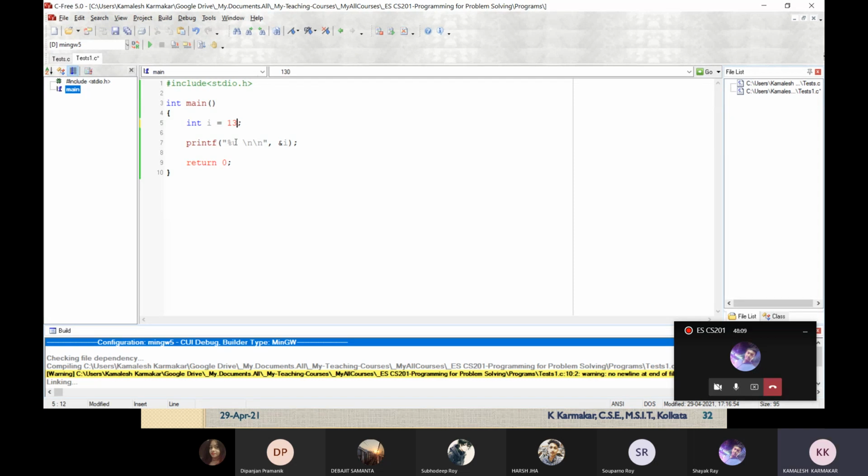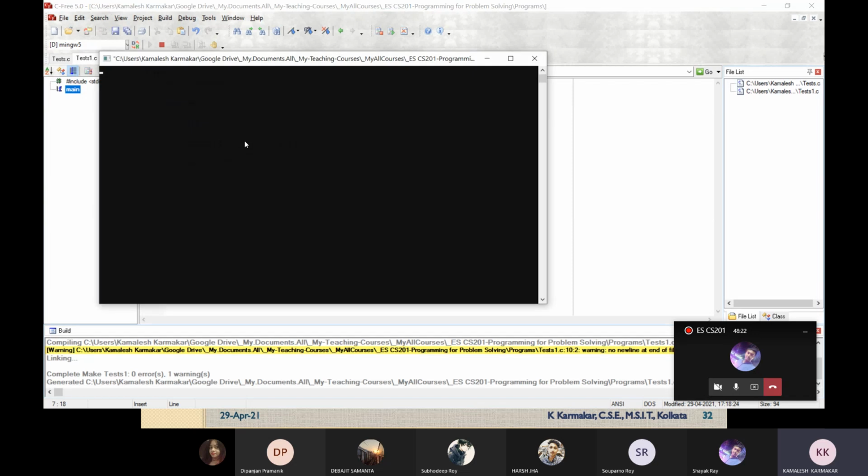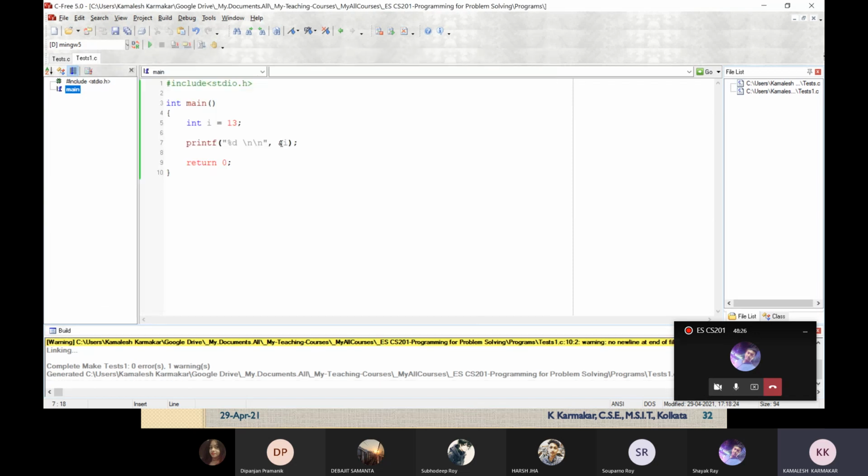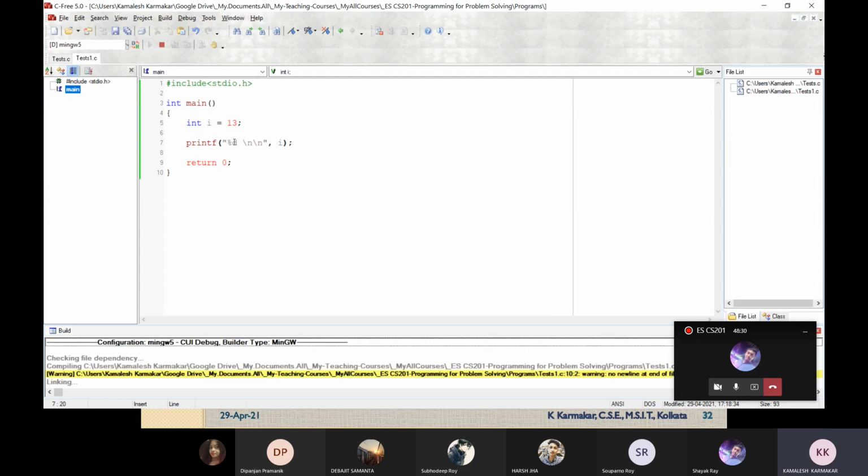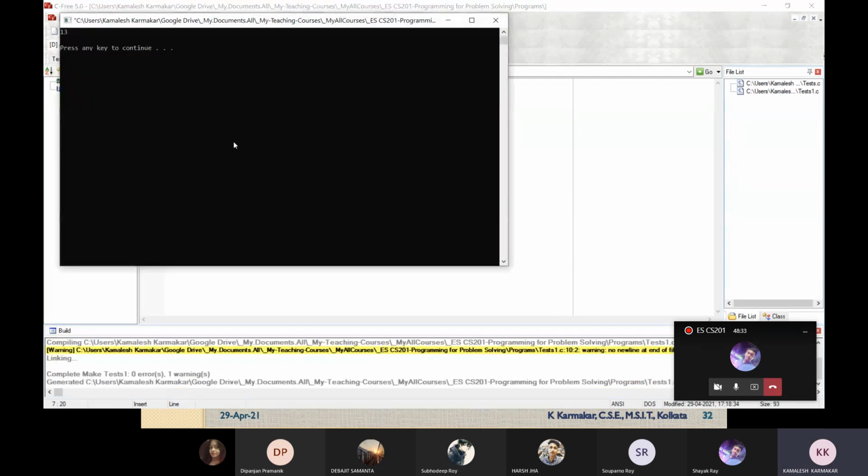Now say i equals 13. Now how to print this value of i? %d, comma, i. I print this value. I don't want to print the address, I will print the value of i. So it will print 13. Okay.